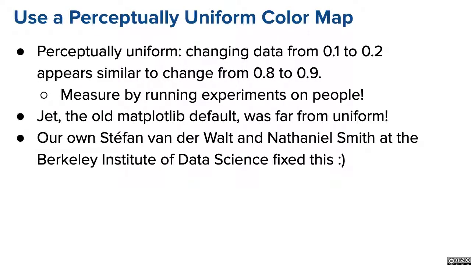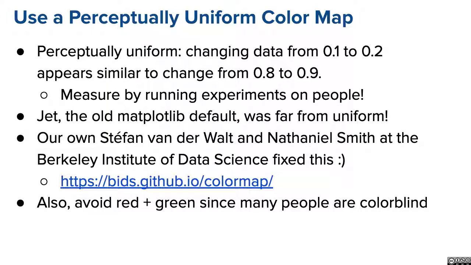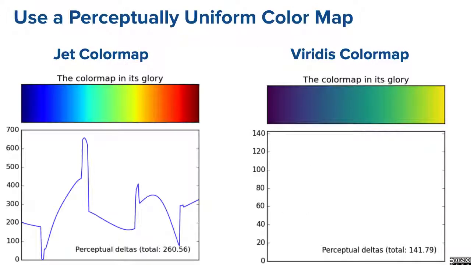So JET was not uniform, and actually some people at the Berkeley Institute of Data Science addressed this. A few years ago, they looked at the color maps, decided that they weren't good enough, and proposed some changes, and those changes are now reflected in the official Matplotlib library used by people all over the world. I have the full blog post linked here on the slides in case you want to take a look. Also, as a side note, avoid red and green in a plot. Don't put red and green on the same plot, because a good number of people are colorblind specifically to red and green.